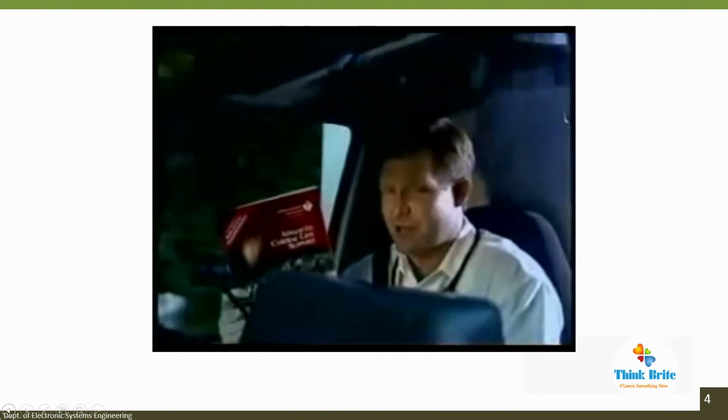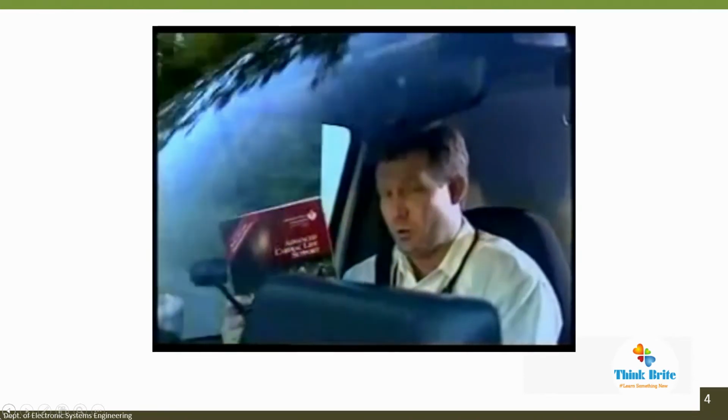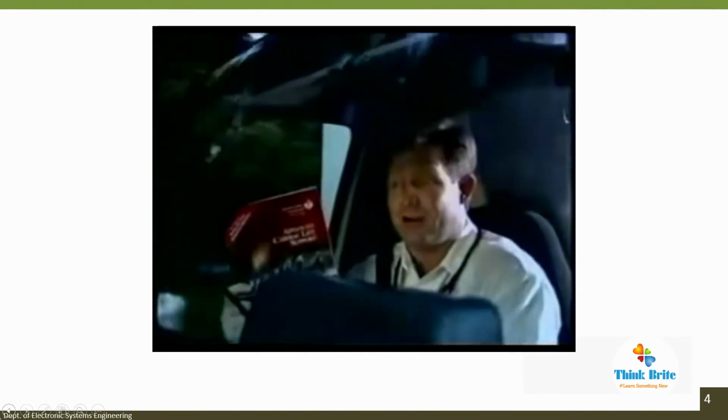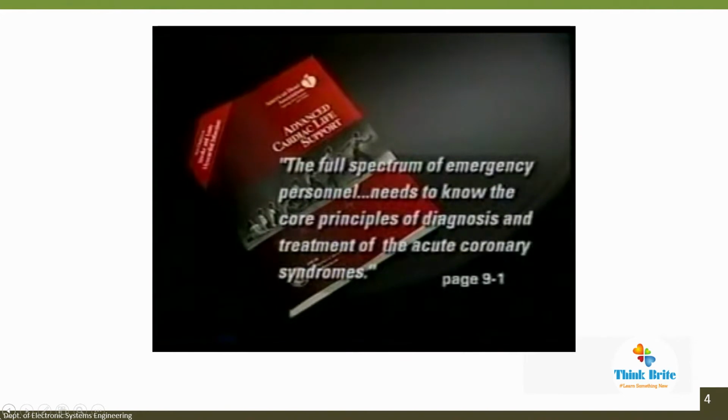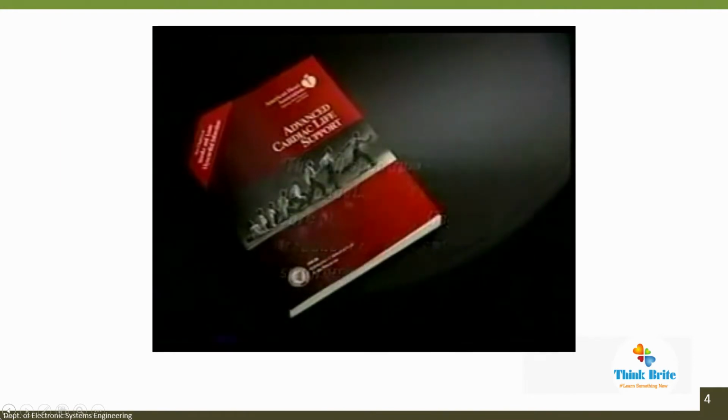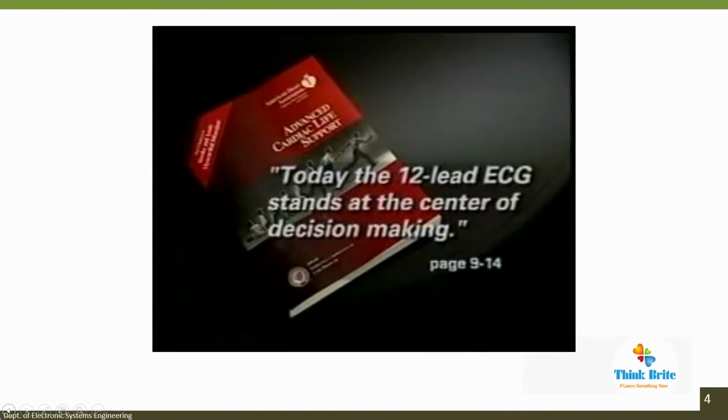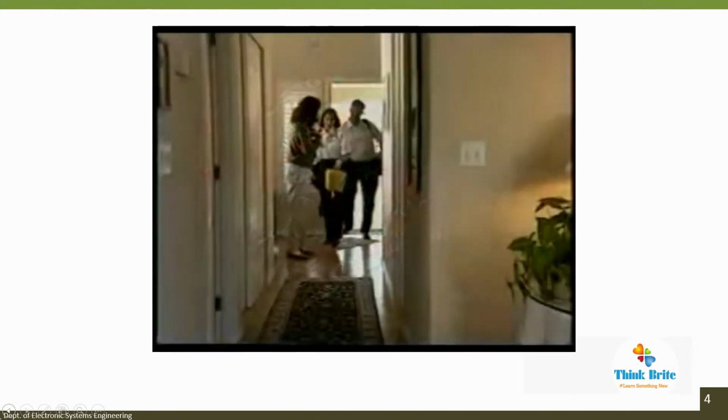You know, the American Heart Association, in Chapter 9 of their new textbook, talks about the acute coronary syndromes, including myocardial infarction. And it makes some pretty bold statements. It says that emergency care providers, that's you and I, need to be familiar with the core principles of diagnosis and treatment of these acute coronary syndromes. It also says that the 12-lead ECG stands at the center of decision-making for these acute coronary syndromes.